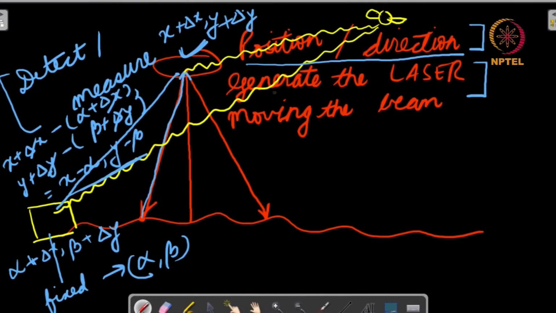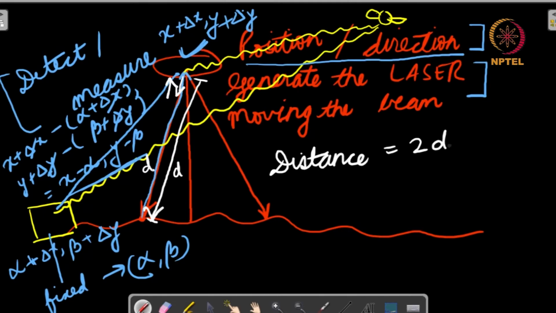Next, when we generate the laser and we move the beam and the beam interacts and it comes back, in this case the distance of this point from the aircraft is d. Now when the laser has been sent and the laser is received back, in that time the laser covers a distance which is twice d, because it is traveling d from here to here in this direction, and it is traveling the same distance back. So you have a total distance which is given by twice d. Now we can measure the time it takes for the laser beam to come back after it has been shot. Now suppose the time is t.